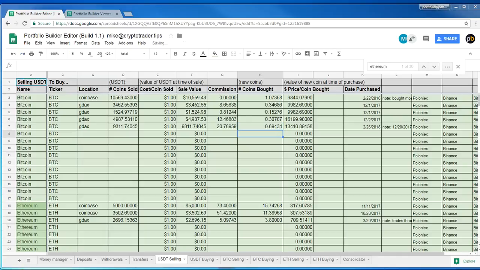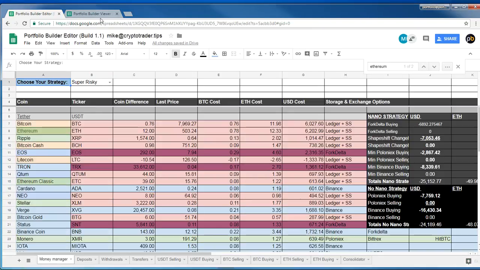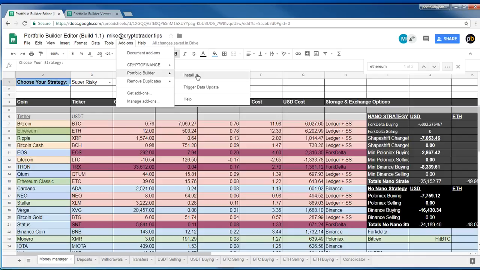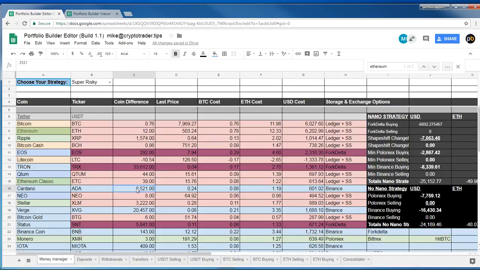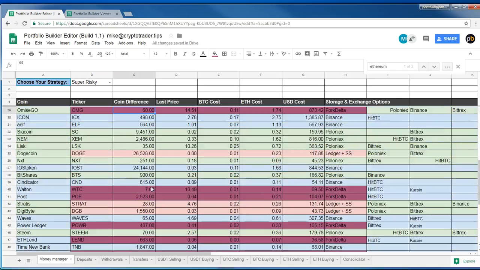So now we have all of our Gdax trades successfully entered, and it's time to move on to the rest of our portfolio. So as soon as we get the rest of the trades inputted, we'll be able to go run a little portfolio builder trigger update, and it'll tell us what to buy, what to sell to fill the rest of the portfolio. So see you on the next video.